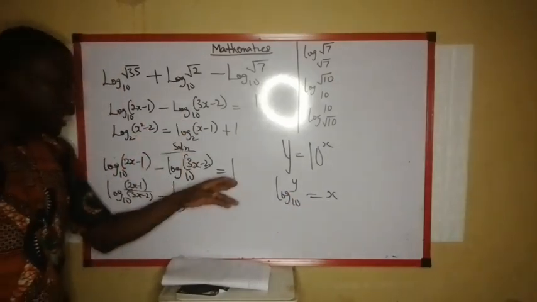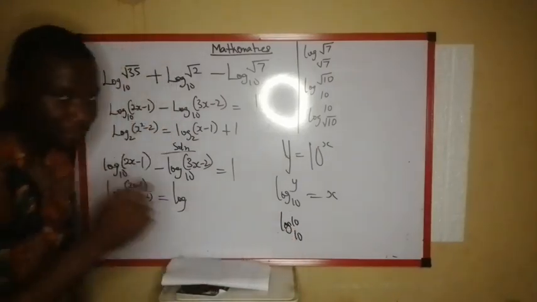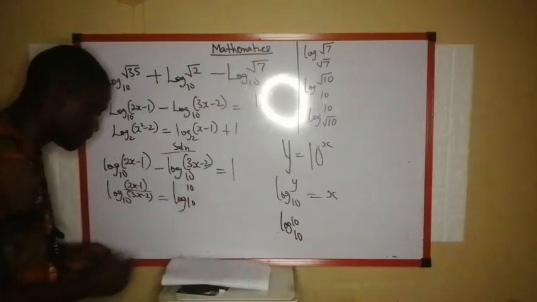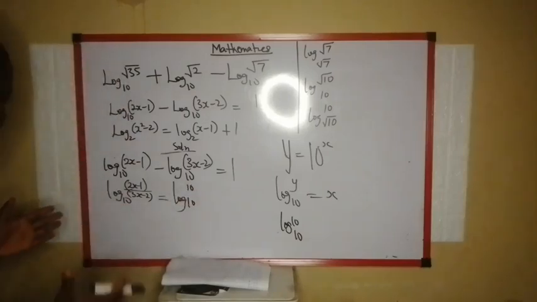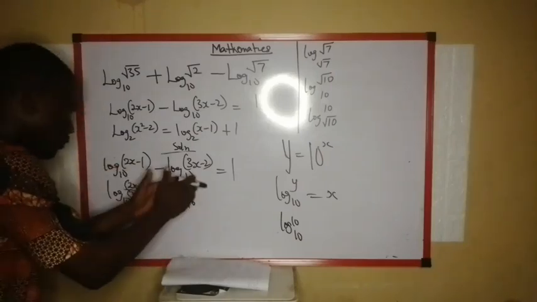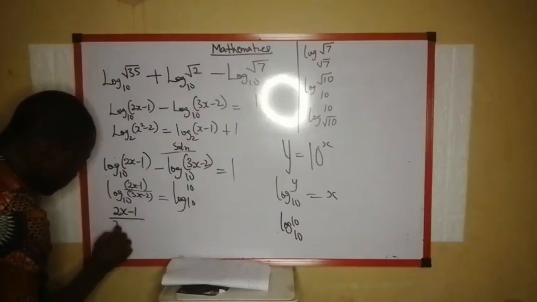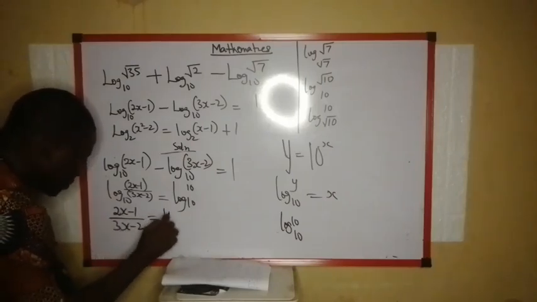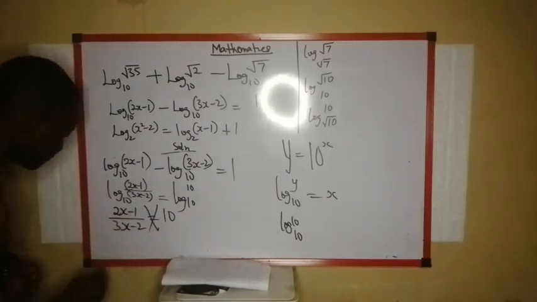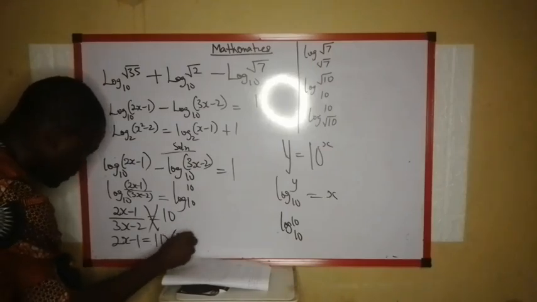So in this situation where we have 1 here, 1 is equal to log 10 base 10, because a log to its own base is 1. So here we have log 10 base 10. Now compare the logarithm. Log 10, log 10. Meaning that what we have here is equal to what we have here. Meaning that 2x minus 1 over 3x minus 2 is equal to 10. So we are going to cross multiply. We have 2x minus 1 is equal to 10 into 3x minus 2.